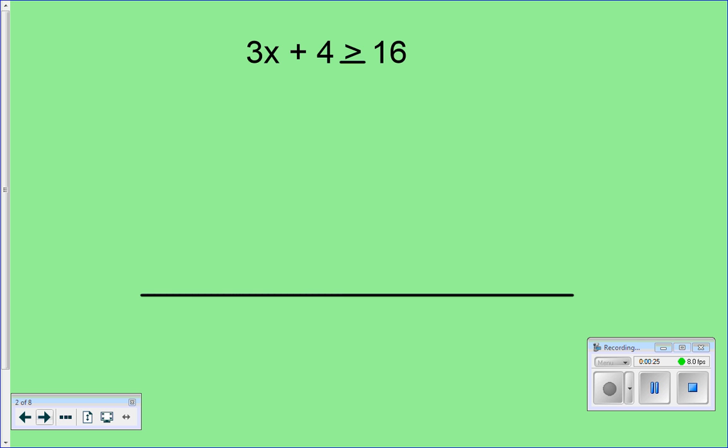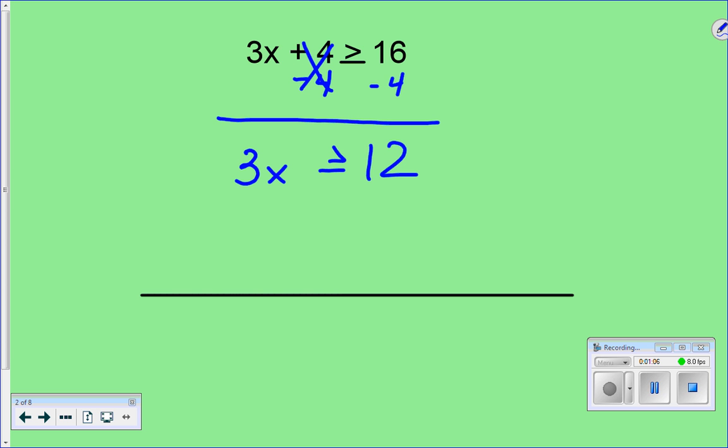So 3x plus 4 is greater than or equal to 16. Here's your first one. Anybody remember the first step, Connor? Yep, we're going to get rid of that 4. And we have to do it to both sides, don't we? It's like that balance, remember? Minus 4. So then we have 3x is greater than or equal to 12.